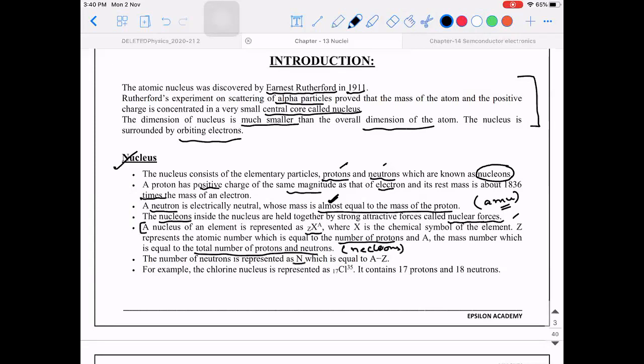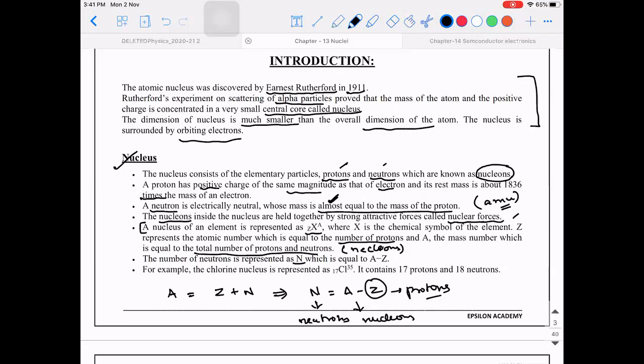The number of neutrons is represented by A minus Z, because we know that A is equal to Z plus N, which implies N is equal to A minus Z, where N represents neutrons, A represents the number of nucleons and Z represents the number of protons. If anybody is having a confusion about it, please make a note of it. I'm sure you would be strong by now.